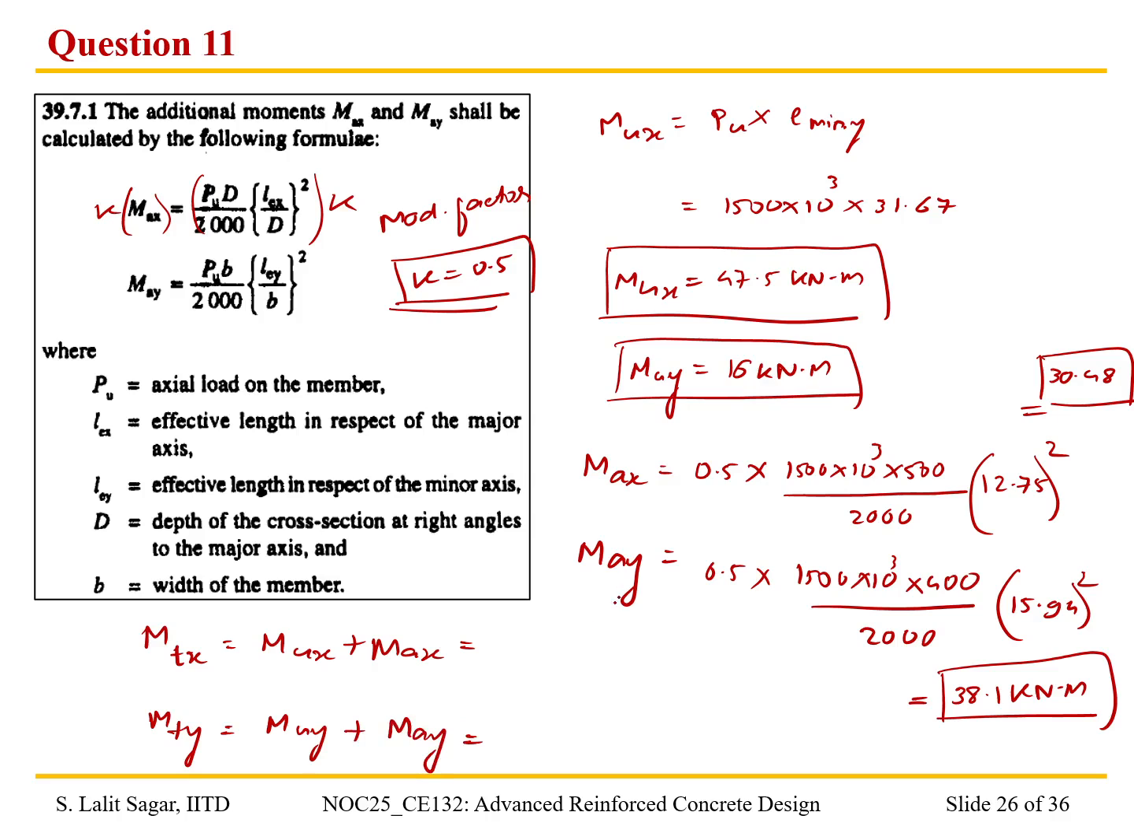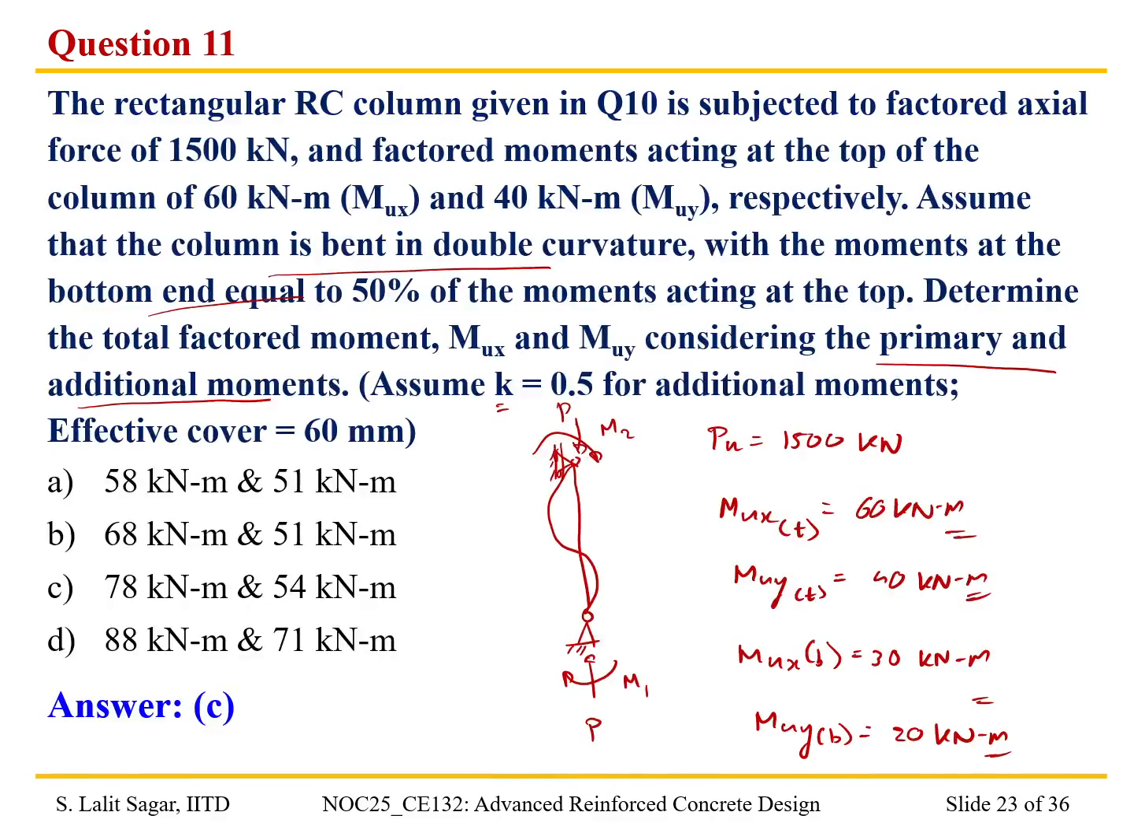Okay, simplifying we have 47.5 plus 30.5, and here we have 16 plus 38, which gives me a value of 78 kilonewton meter, and here it is 30 plus 16, that is 54.1 kilonewton meter. 78 and 54. So option C is the correct response.